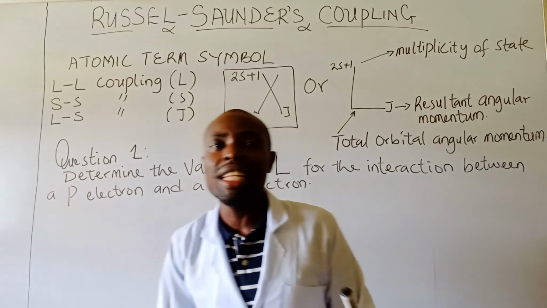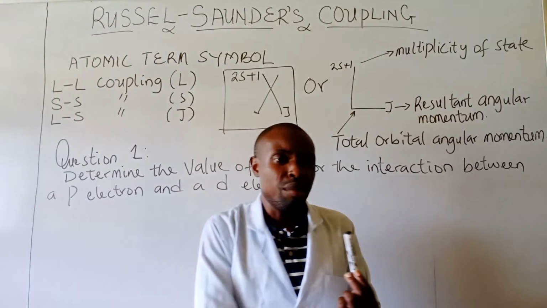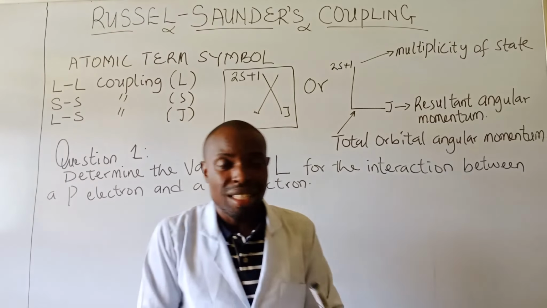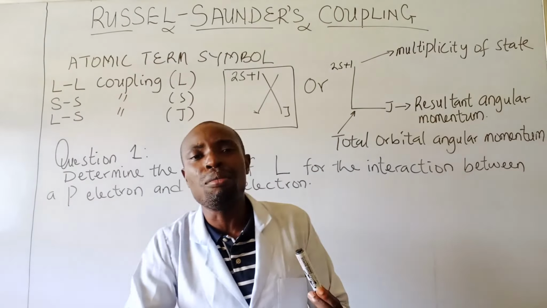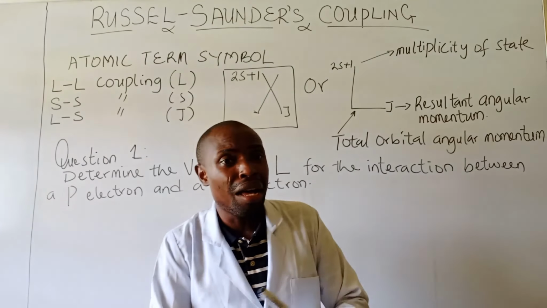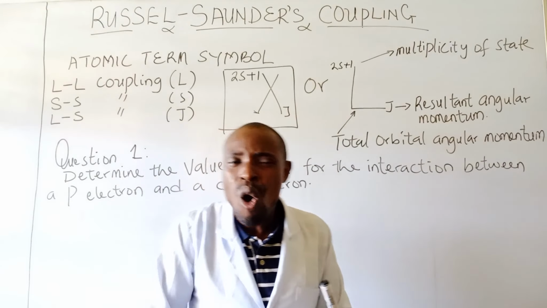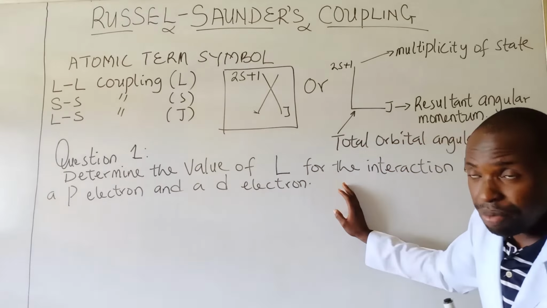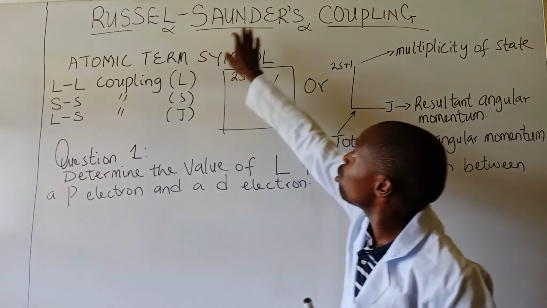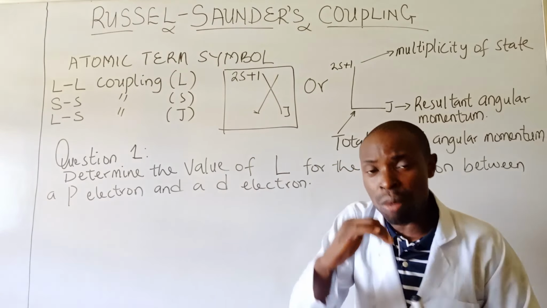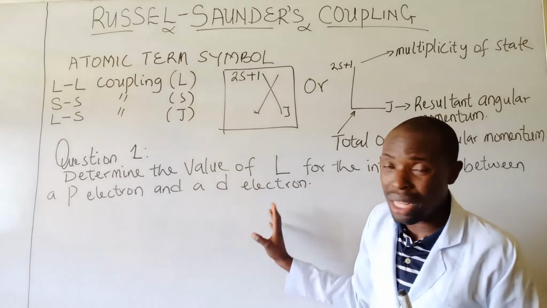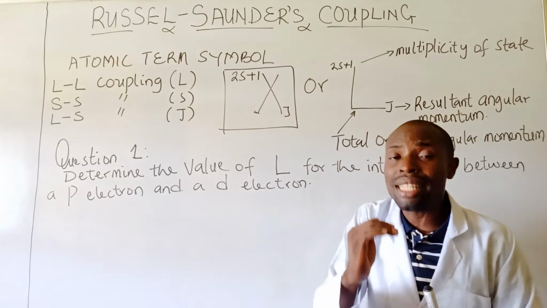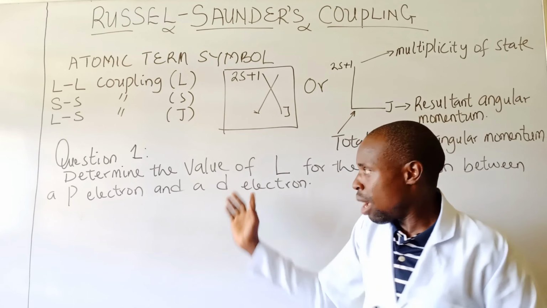When we have the word quantum number from elementary state, we should understand that we have basically four quantum numbers: the principal quantum number, the azimuthal or subsidiary quantum number, the spin quantum number, and the magnetic quantum number. All of these will be necessary in the Russell-Saunders coupling. This particular topic and its calculations are very, very simple, so I will be taking my time to break it down. Now we move to a question.